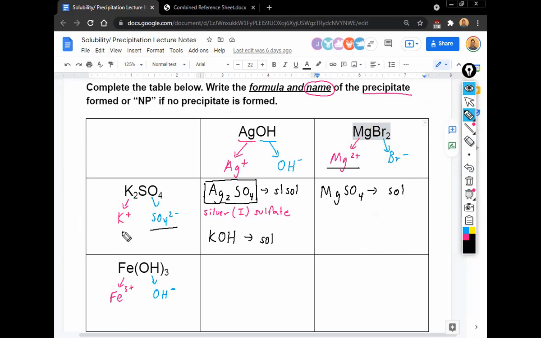Okay. Next, we're going to take the positive of the other one and the negative of this one. Put it together, we form KBr. And if you take a look at the solubility table, you should see that KBr is also soluble. It dissolves in water. So since KBr and MgSO4 both dissolve in water, for this problem we would just write NP, no precipitate. There's not going to be any solids that form. Okay.